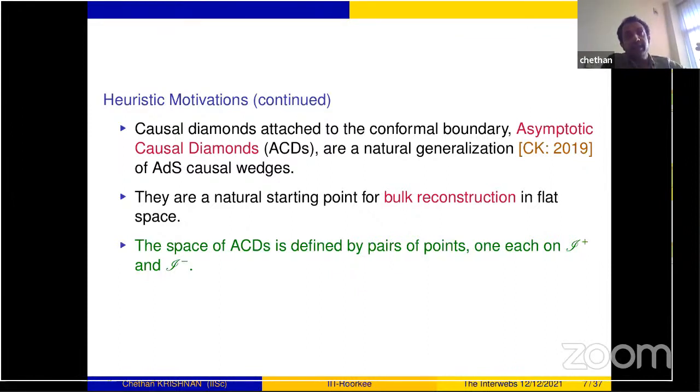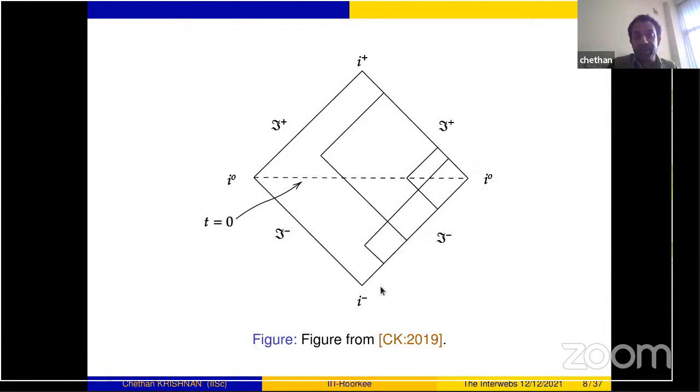Here, on the other hand, the boundary has more interesting structure because it's null and everything. But if you have two points on the future and past, you can do almost all the things that you can do as far as bulk reconstruction is concerned by constructing these asymptotic causal diamonds. So I'll just draw a quick picture here. This is not my main line of development in this talk, but I just wanted to give you a rough idea of what these are.